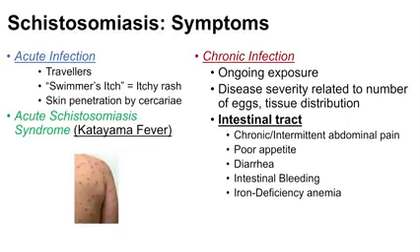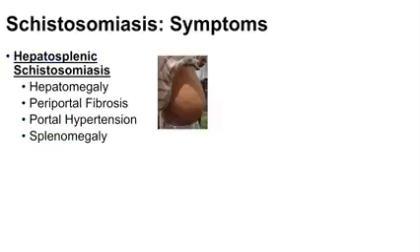They can have intestinal bleeding, and the diarrhea and intestinal bleeding can lead to an iron deficiency anemia. Some of the other symptoms of schistosomiasis are related to the hepatosplenic system. So we've talked about how the worms can migrate to the portal system of the liver, and this can lead to several important symptoms in these patients.